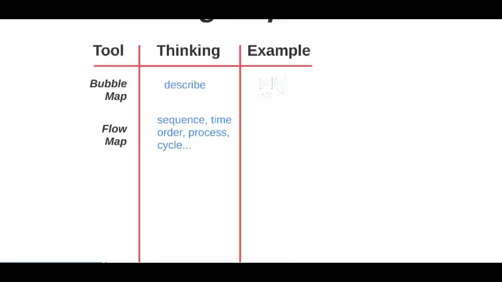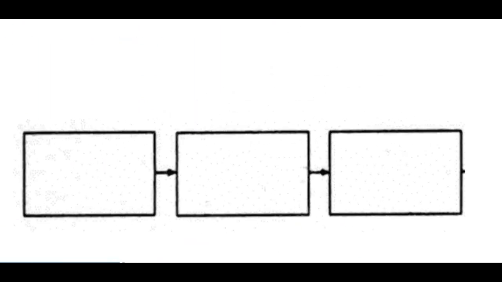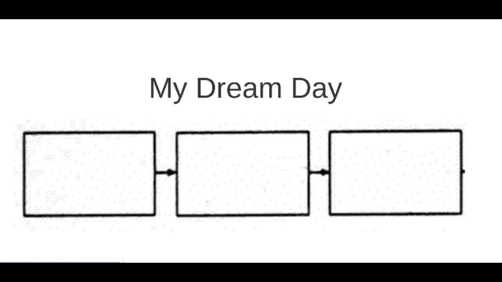Let's look at some examples. Again, I'm pretty sure you have seen some of these. So let's start. Well, these are sequence of events things. So if I were going to do a map about my dream day, I would need to start this first box here with something that happened early in the day, like maybe I slept late.